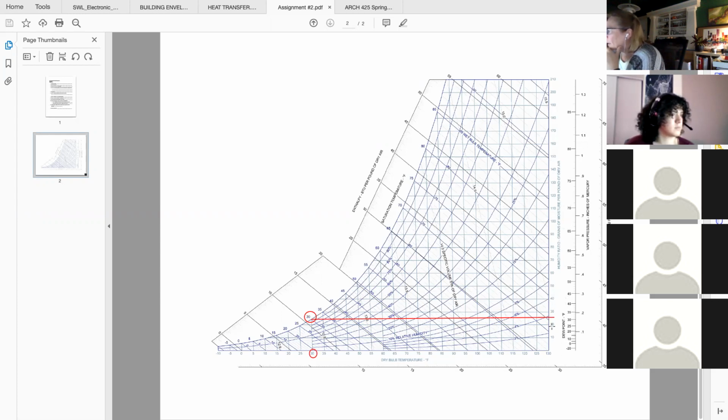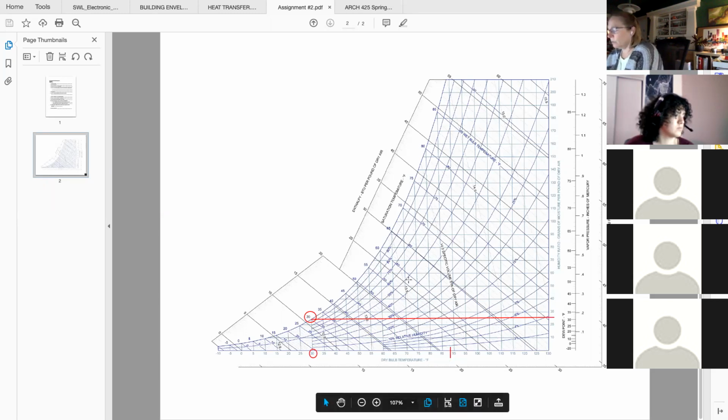So at freezing, or just below freezing at 30 degrees Fahrenheit, the maximum amount of moisture is 25 grains per pound. Now, if we go up to 90 degrees, oops, let's undo and go back to circle.